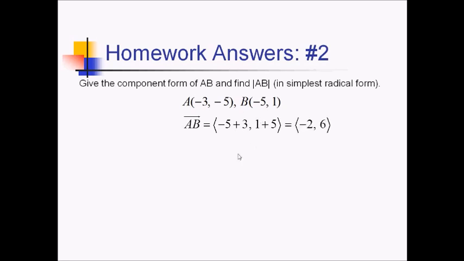Now for the magnitude, we're just doing Pythagorean theorem of our component form. So that's going to be the square root of negative 2 squared plus 6 squared. That's 4 plus 36, which is square root of 40. We can take out a 4 and square root it, so that's going to be 2 radical 10 if we simplify it.